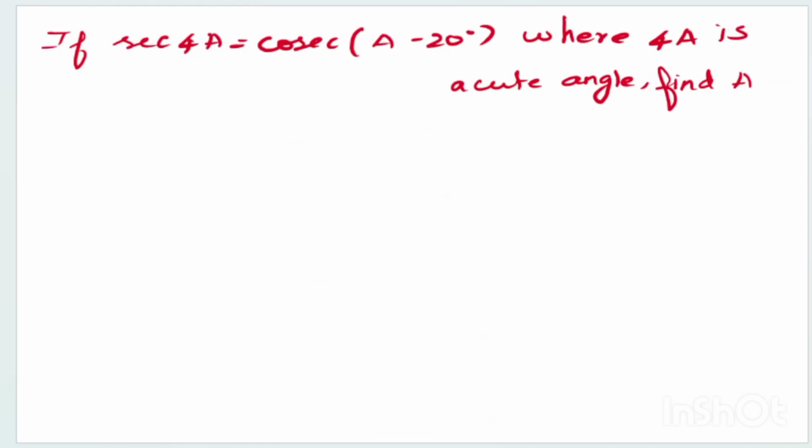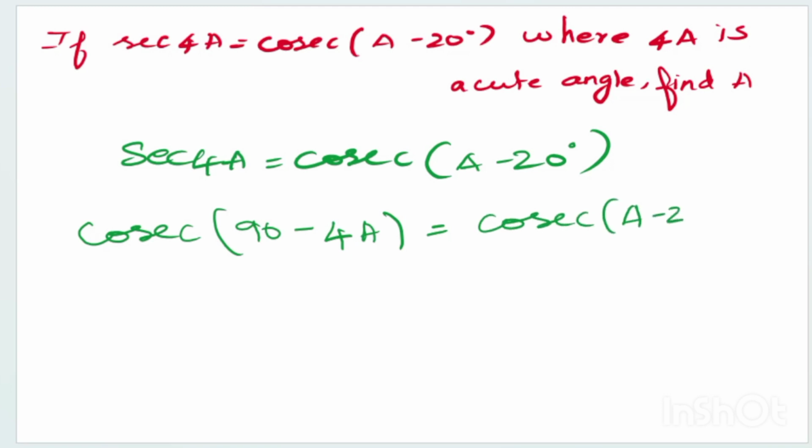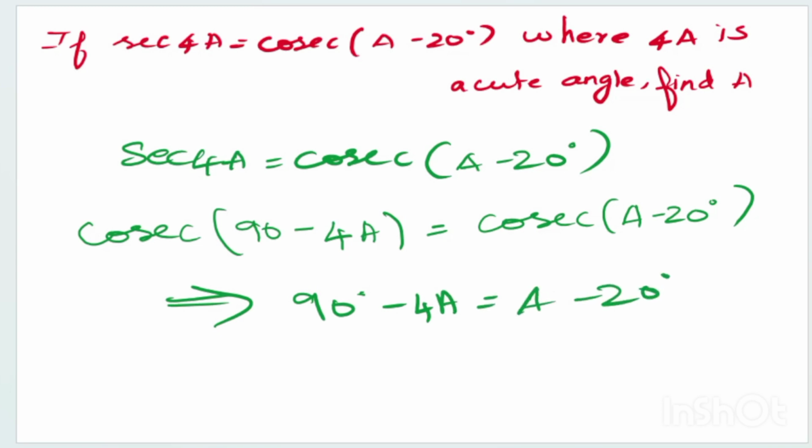If secant 4A is equal to cosecant A minus 20 degree, where 4A is an acute angle, find A. What is given here? Secant 4A is equal to cosecant A minus 20 degree. Again, we are changing it. Secant theta can be written as cosecant 90 minus theta. So cosecant 90 minus theta. What is theta? 4A is equal to cosecant A minus 20 degree. Both sides we have cosecant theta, so we can equate the thetas, which implies 90 degree minus 4A is equal to A minus 20 degree.